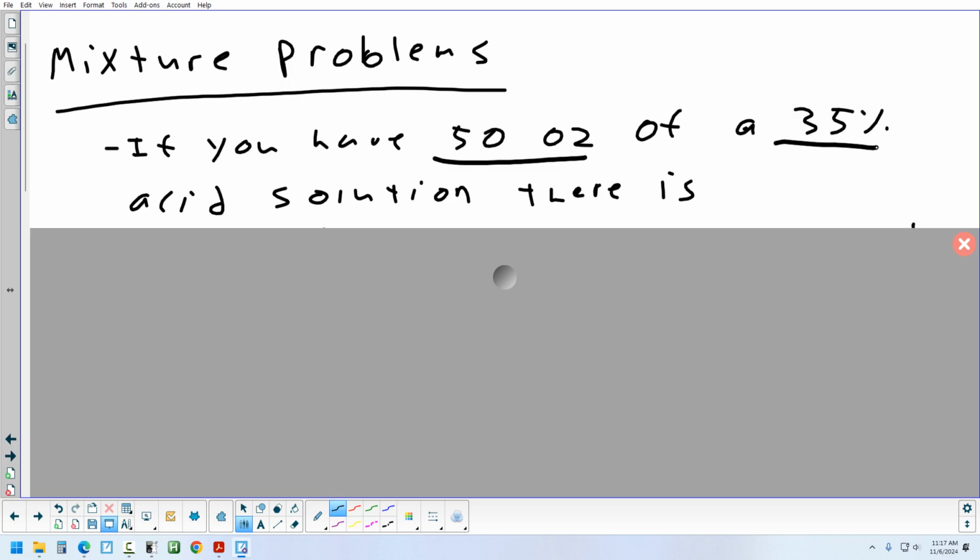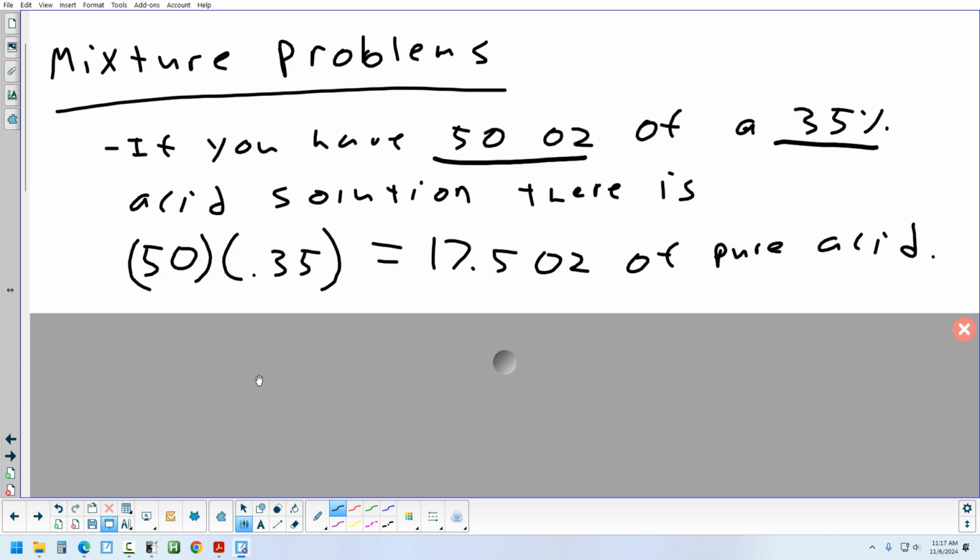Exactly. If you just take 50 times 0.35, that'll tell you what 35% of 50 is. And when you set up a proportion, you end up doing exactly the same thing. So if you have 50 ounces of liquid, and I say 35% of that is actually acid, then that means 17.5 ounces out of the 50 are acid. Any question on how we figure that out?